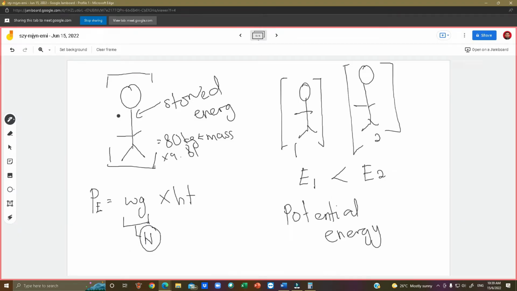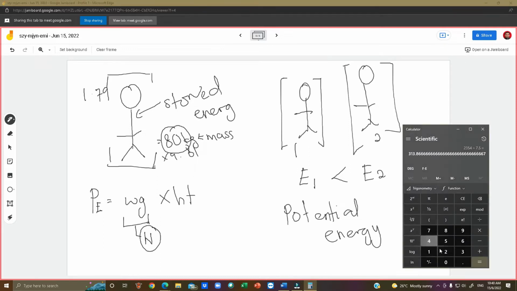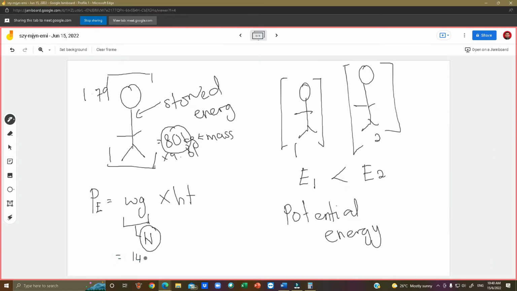Okay. So, contohlah, kita ada satu mamat. Height of this mamat is 1.79. And the weight is 80, the mass is 80 kg. So, how much potential energy we have in this mamat? Okay, 80 times 9.81, we have 784.8. We times with 1.79. 1405. So, we have potential energy of 1405 joules.